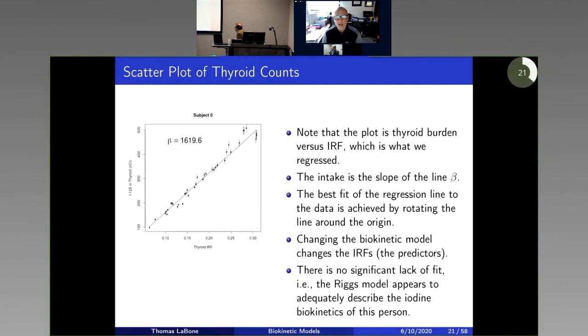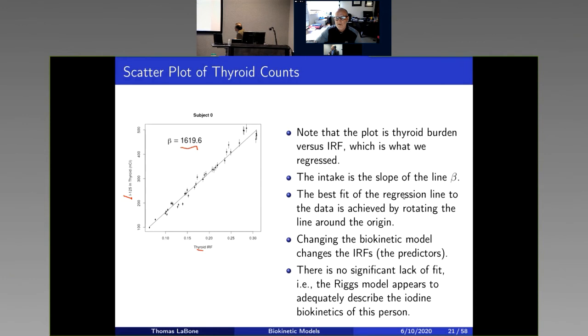Okay, and I typically do this just for didactic reasons, and this is what we're doing the regression about, is that we're regressing what we measure in the thyroid versus the ERF. And you get a straight line, looks like this, it goes through the origin, and you can see how the data points are scattered about it. The slope of that line is the intake.